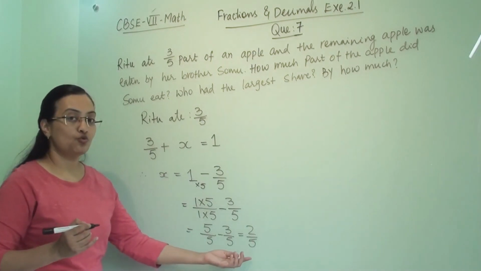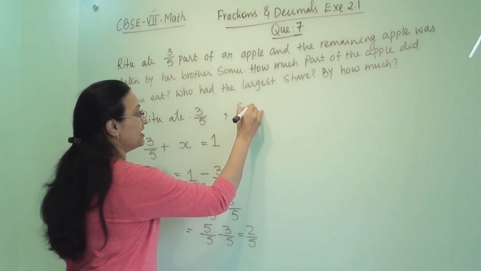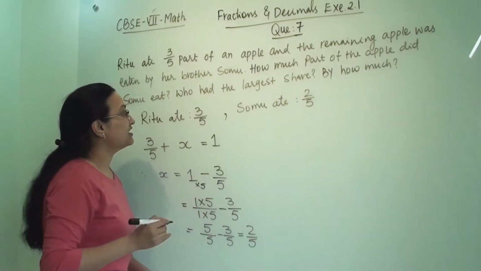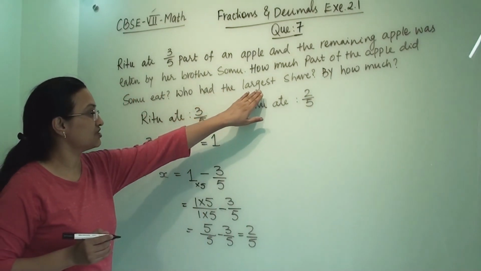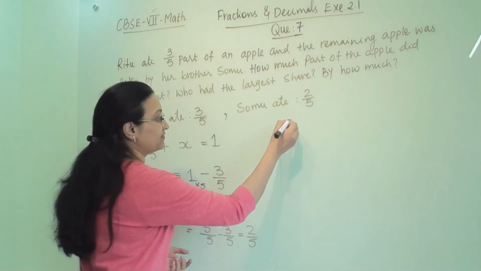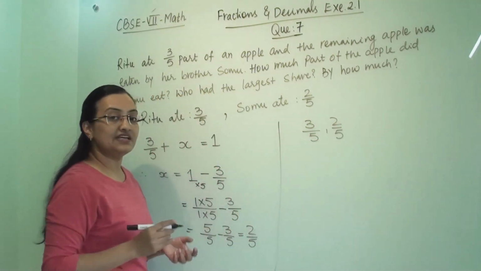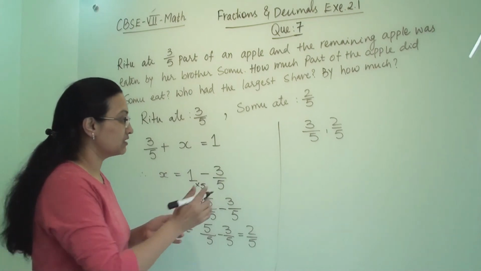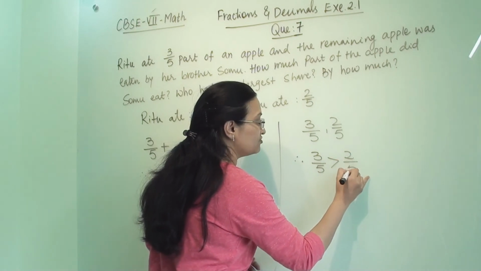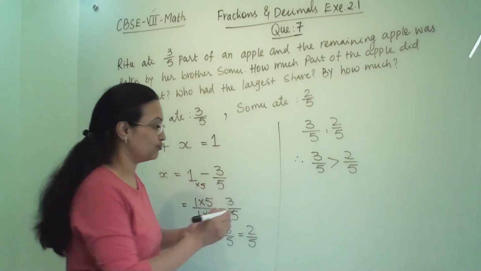So how much did Somu eat? Somu ate 2 by 5. Here Ritu ate 3 by 5 and Somu ate 2 by 5. Now what they have asked: who had the largest share? Already both are in like fraction, 3 by 5 and 2 by 5, so we can easily compare them and see which one is bigger. Here 3 by 5 is bigger than 2 by 5. So we can say that Ritu ate a bigger portion compared to Somu.